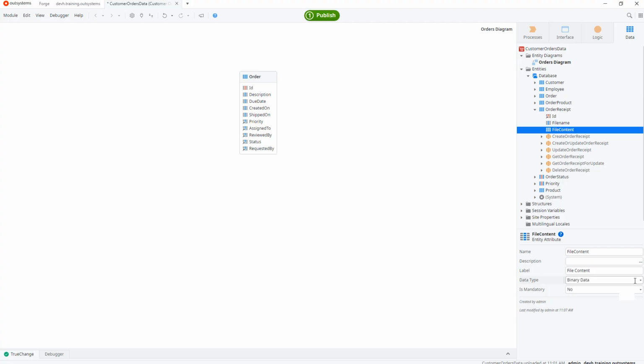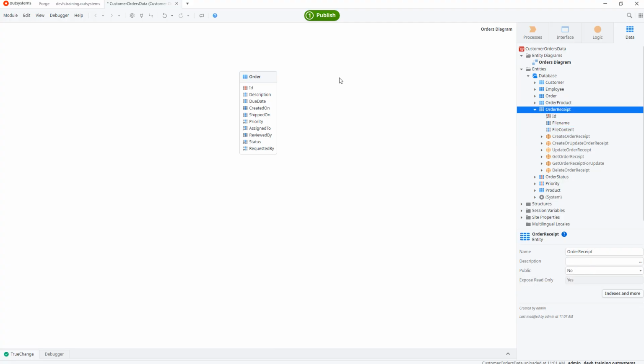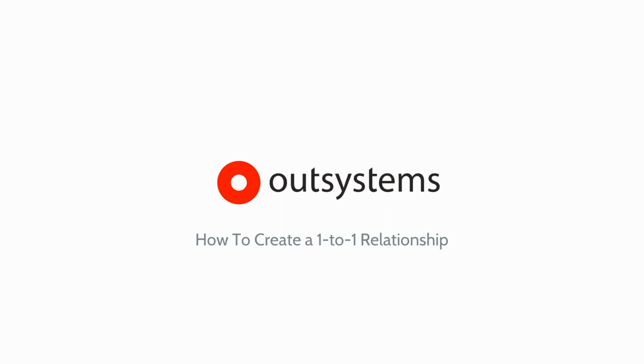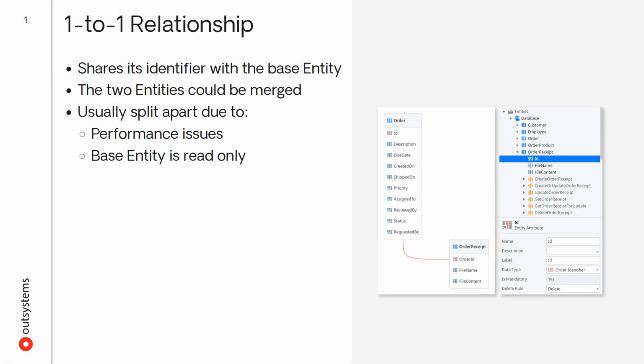To see a visual representation of the relationship, we can drag the entity to the diagram on the left. The visual representation of the relationship appears immediately between the entities. As a summary, to define the one-to-one relationship, the extension entity must share its identifier with the base entity.